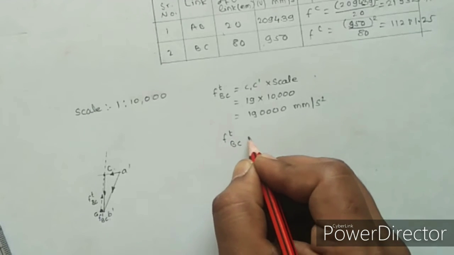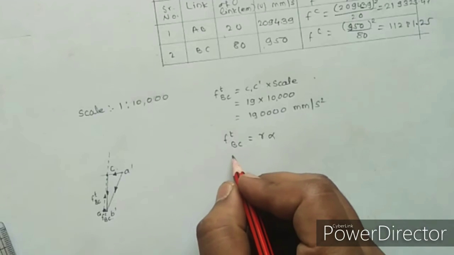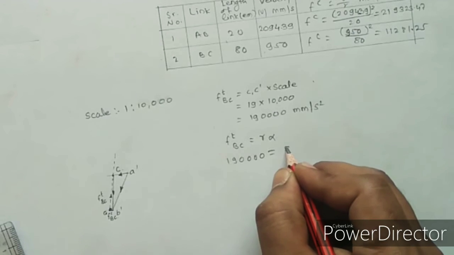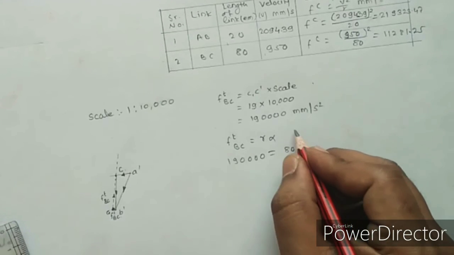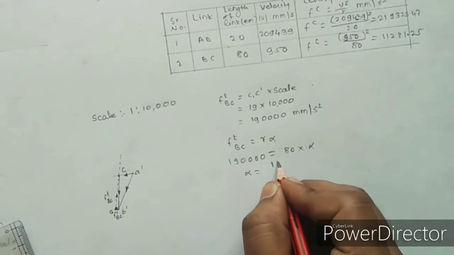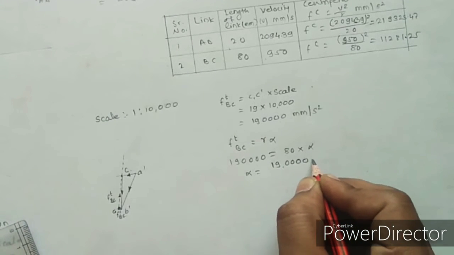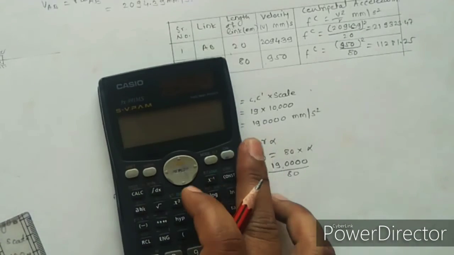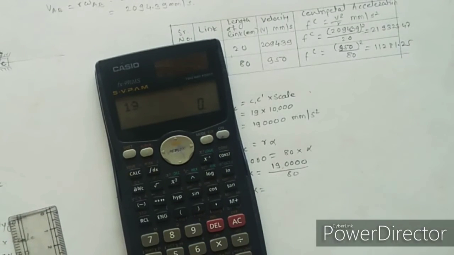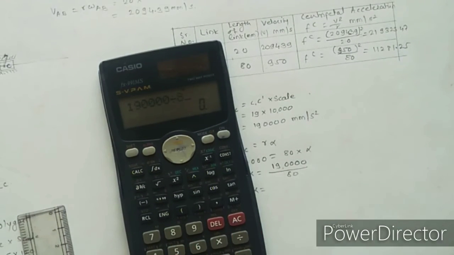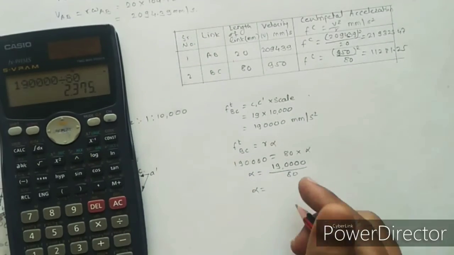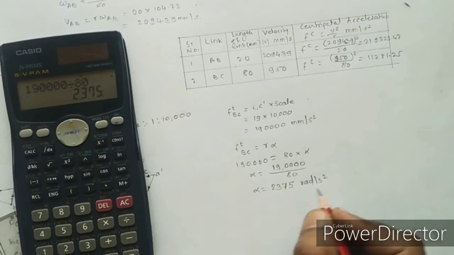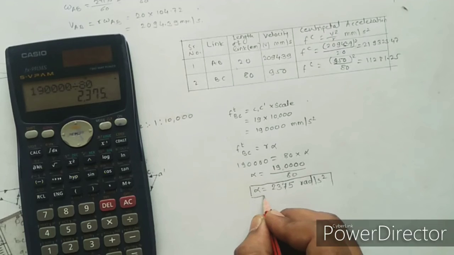Now as we know, the FTBC, tangential acceleration, equal to R alpha. So 190,000 equal to R, that is the length of connecting rod 80, into alpha. Alpha equal to 190,000 divided by 80 equal to 2375 radian per second square. Here is the first answer.